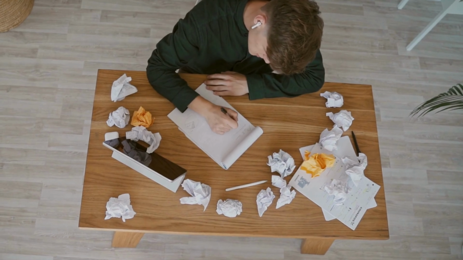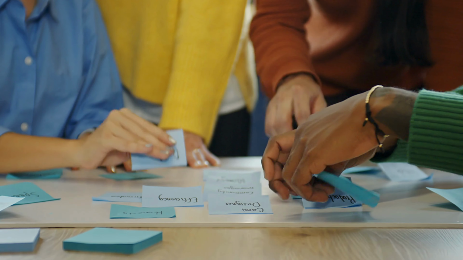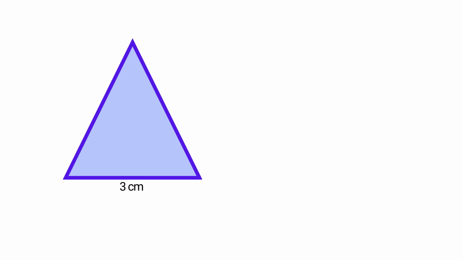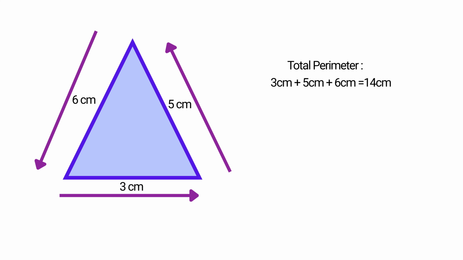Before we finish, let's talk about a common mistake. Many students accidentally miss a side when calculating the perimeter. To avoid this, start at one corner and trace your finger around the outside edge of the shape. Add each side only once until you return to where you started.